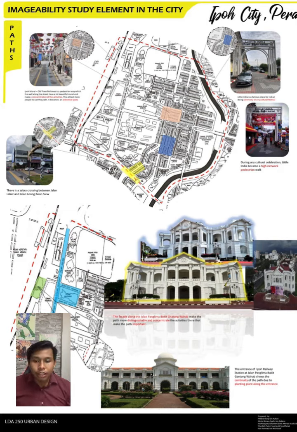Other than that, the entrance of the Ipoh railway station, also at Jalan Panglima Bukit Gantang Wahab, shows continuity due to the planting plan along the entrance. We also have Ipoh Mural Old Town, which is a pedestrian way, where the walls along the path have a lot of beautiful murals, making a concentration of activities there. These attract more people to use this path, so it became an attractive spot.